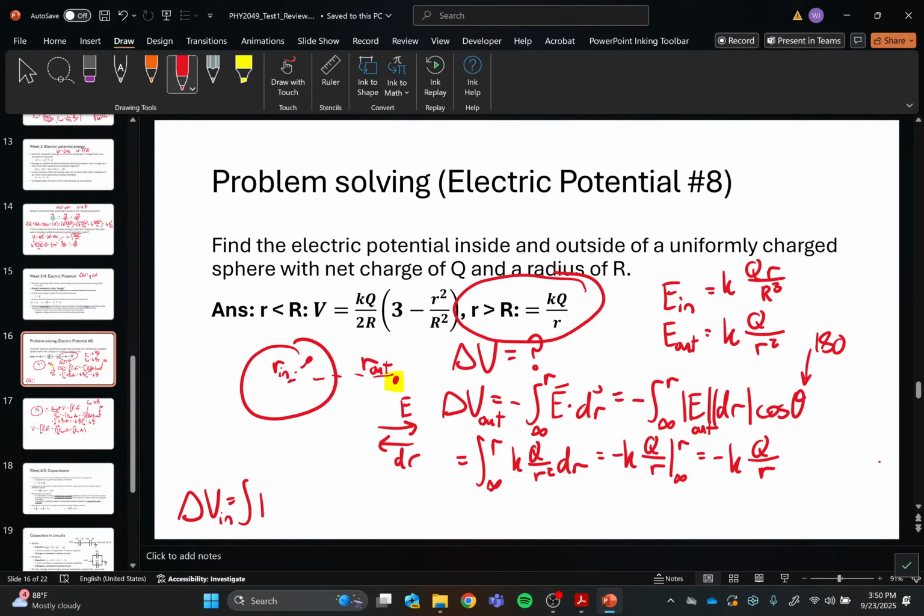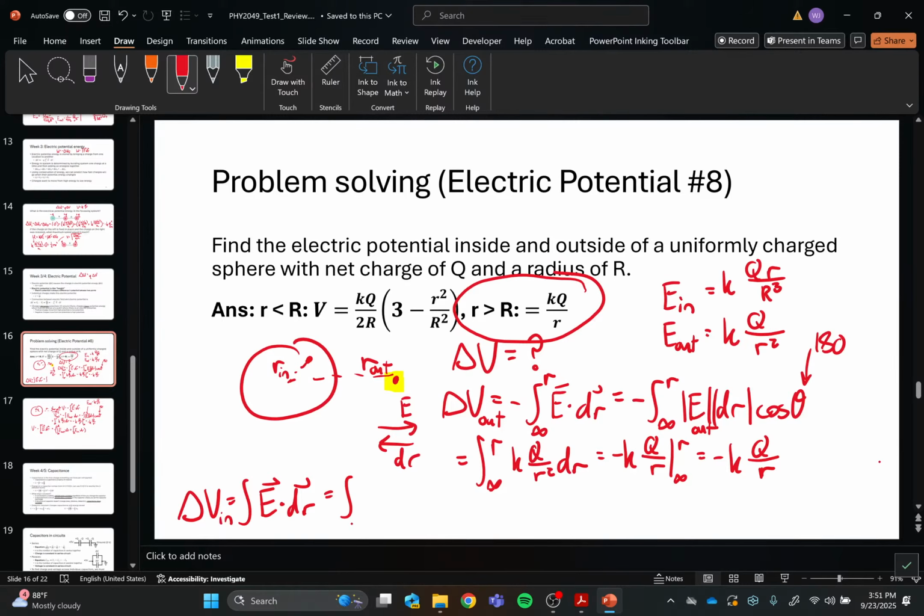Why does that matter? If I'm doing this integral, I start infinitely far away. My field in this region is one value, and when I'm inside, it's another value. An integral is the same thing as a summation. So what am I going to have to do if my electric field changes in 2 different locations? What am I going to have to do with that integral? I've got to split it into 2 pieces.